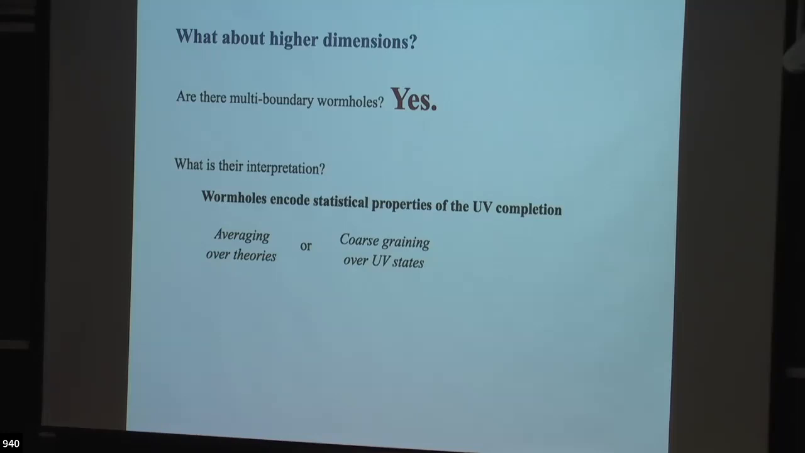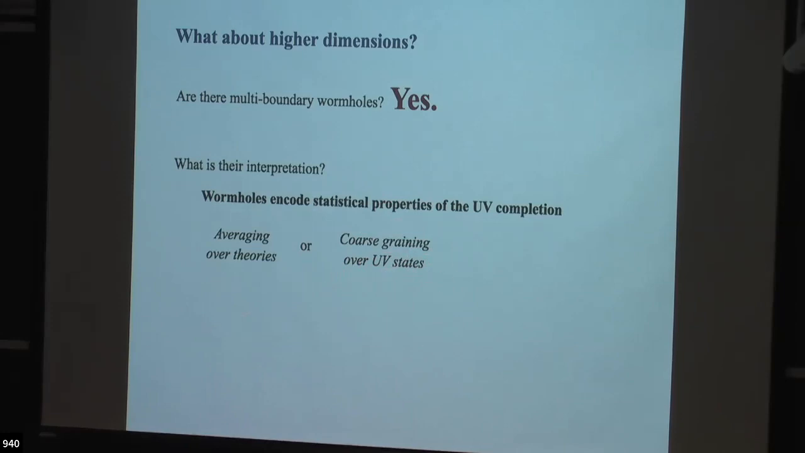And in that case, the idea is that wormholes encode some statistics by coarse graining over some microstates. There are various proposals that have been made along these lines, but I'm going to describe a specific case where we can really make sense of exactly what it means to coarse grain, and exactly in what sense these wormholes are encoding this coarse grained information.